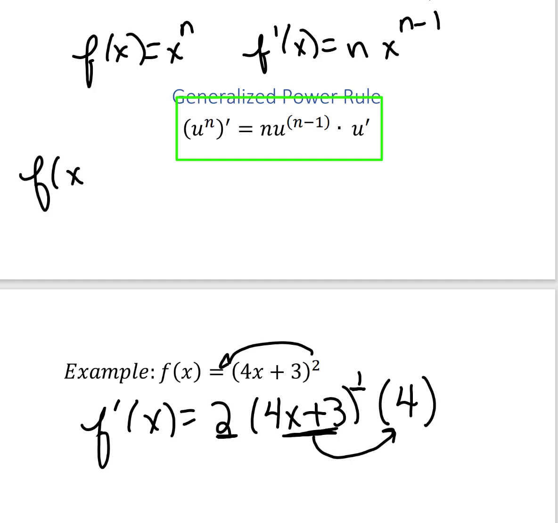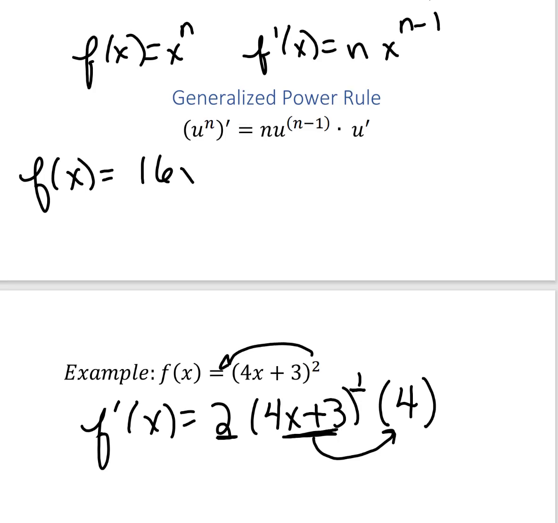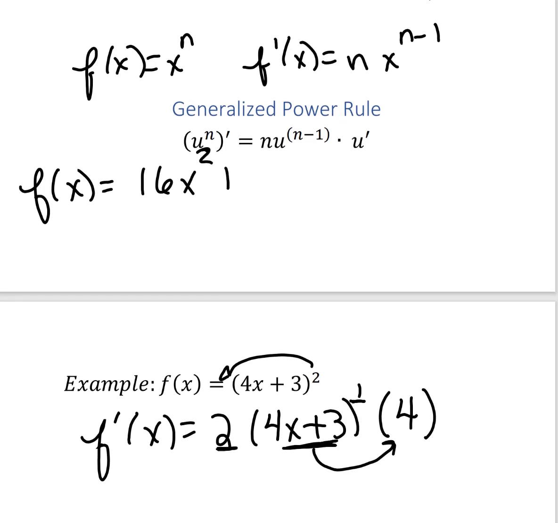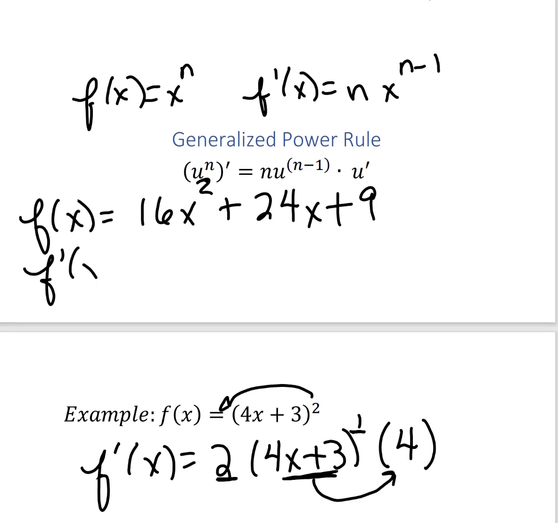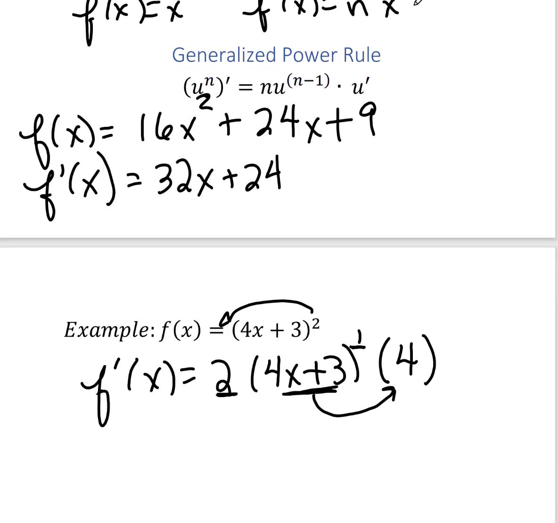Now we could have done this the long way. We could have expanded f of x and made it 16x squared, 3 times 4 is 12, so we would have 24x plus 9. So we could have distributed. Then we could apply the power rule, which would say 32x plus 24. But that's what we got by doing the chain rule also. If I look, 2 times 4 is 8, so I have 8, 4x plus 3, which you could see if I distributed 8 times 4, that would give me 32. 8 times 3, that would give me 24.